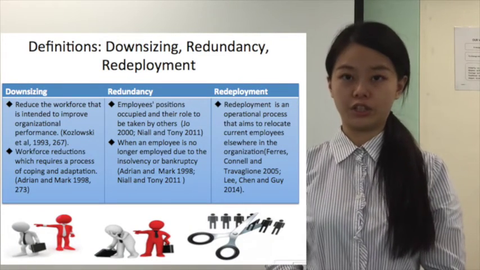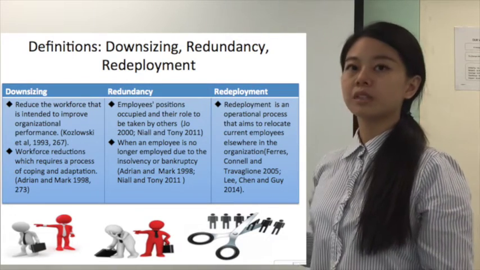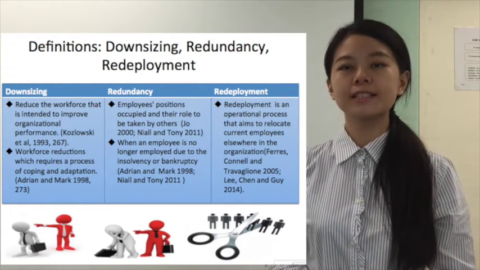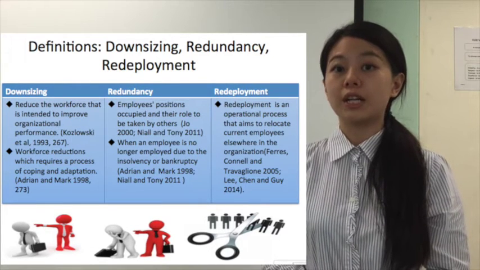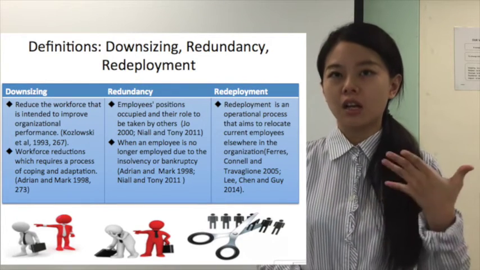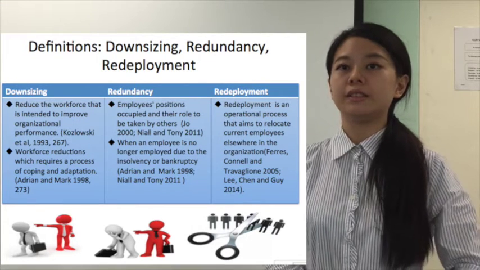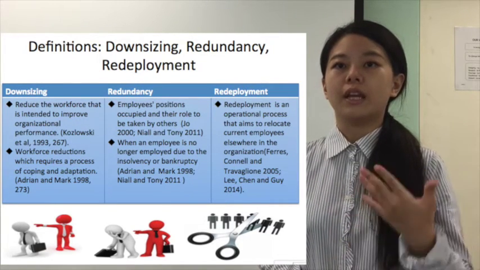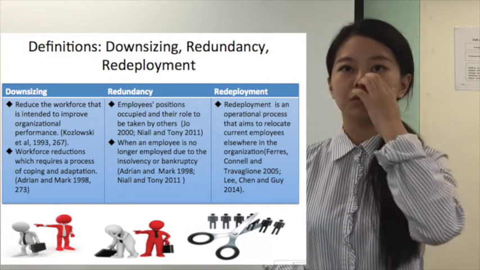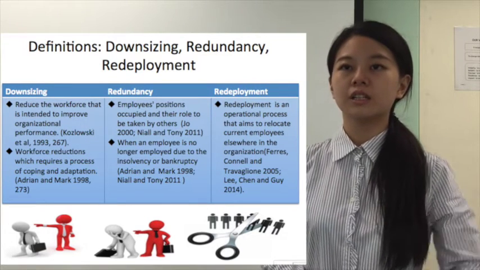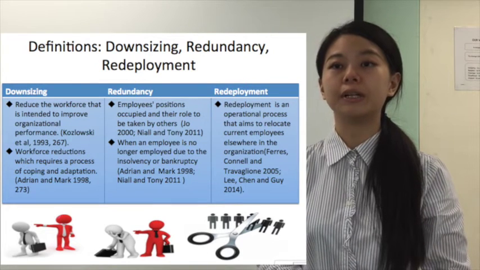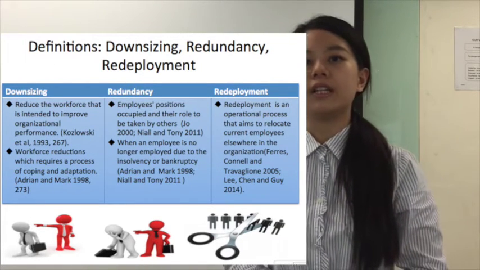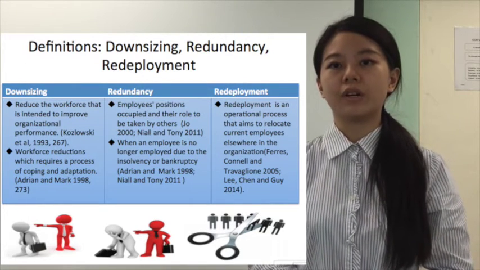So here I will give you some definitions. What are downsizing, redundancy, and redeployment? First of all, downsizing is to reduce the workforce in a company intending to improve organizational performance. And also the workforce reduction requires a process of how employees cope and adapt to this kind of issue in the company. Redundancy means the employee's position was occupied by other people, and the employee is no longer employed due to insolvency or bankruptcy. Redeployment is an operational process that aims to relocate current employees elsewhere in the organization. In more complex circumstances, the employees' jobs may be divided and then redeployed to various other employees.